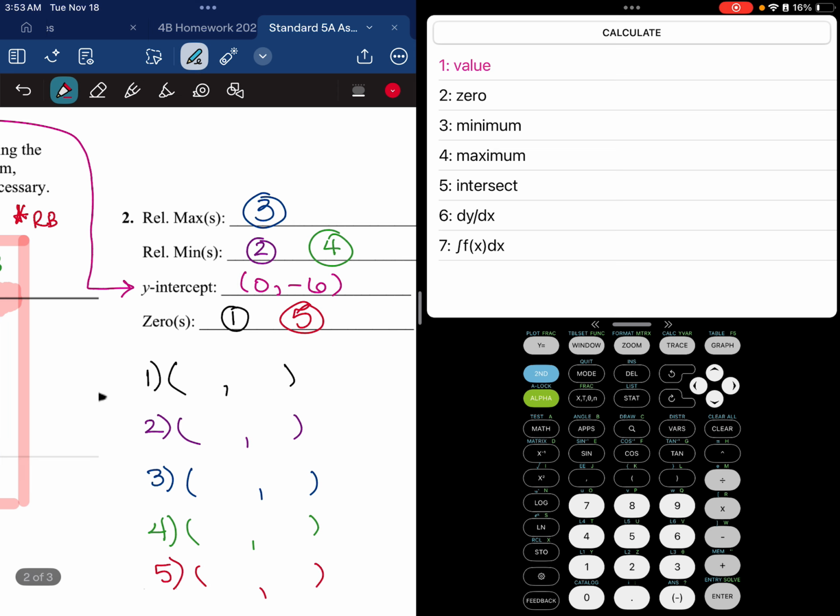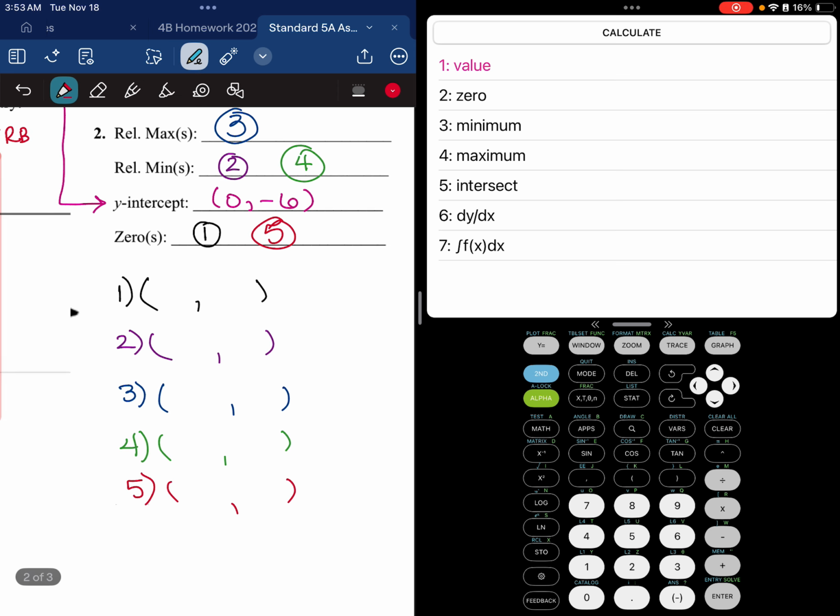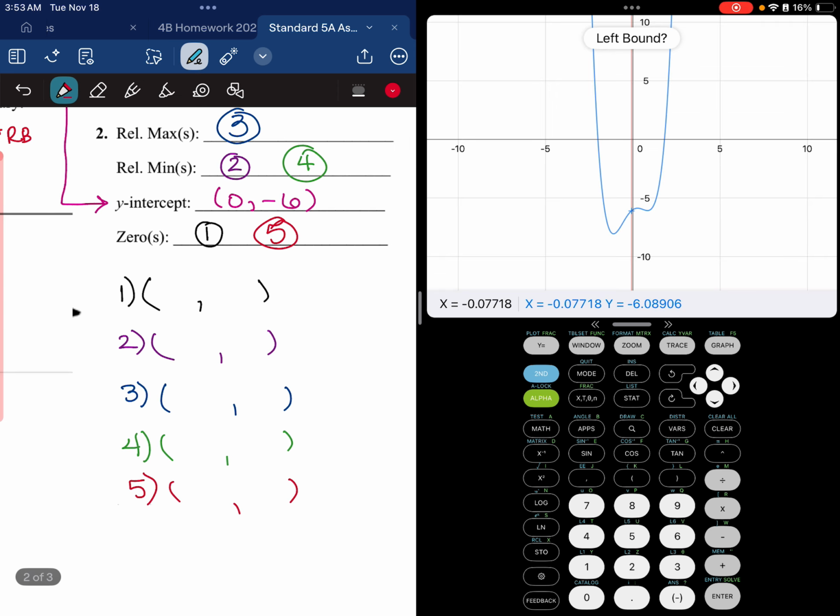The first thing it says to find is a 0, so I'm going to choose 0. And it says left bound, so you'll have to follow my red line. I'm going to go up where my left bound is, on the left side of the graph, and hit enter.